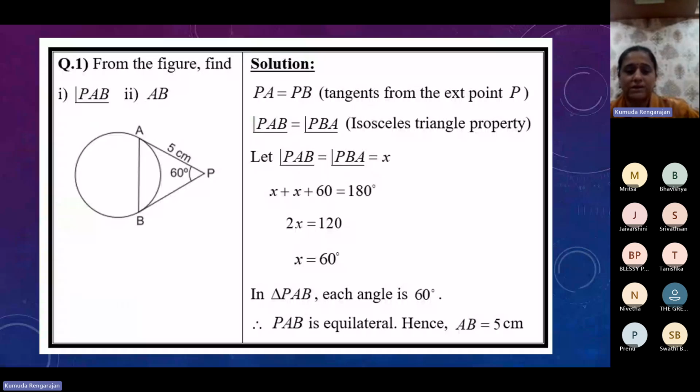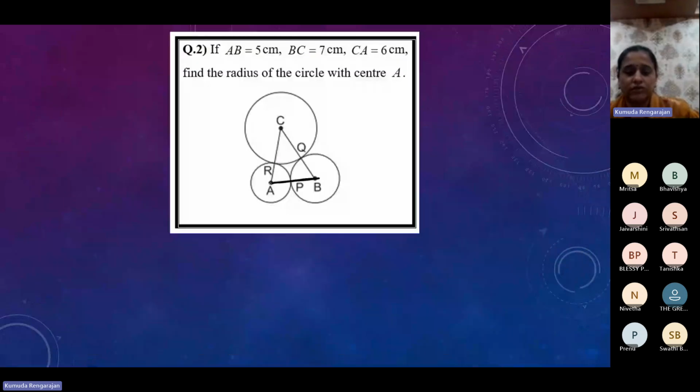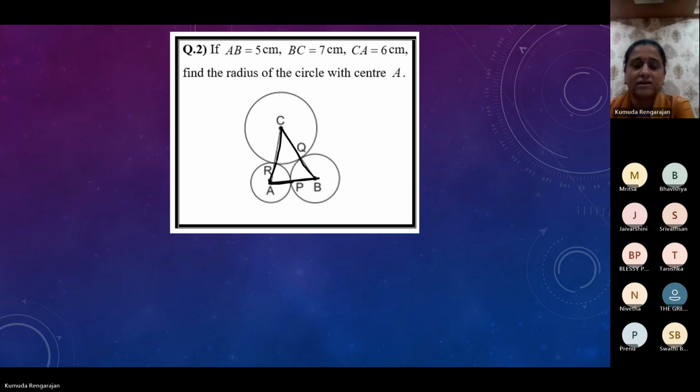So in this figure, we are given that AB is equal to 5, BC is equal to 7, and CA is equal to 6. We need to find the radius of the circle with center A. Now these are not tangents, because we've been seeing tangents all the while. They are the radii. You can see that AP and AR are the radii of the circle with center A.